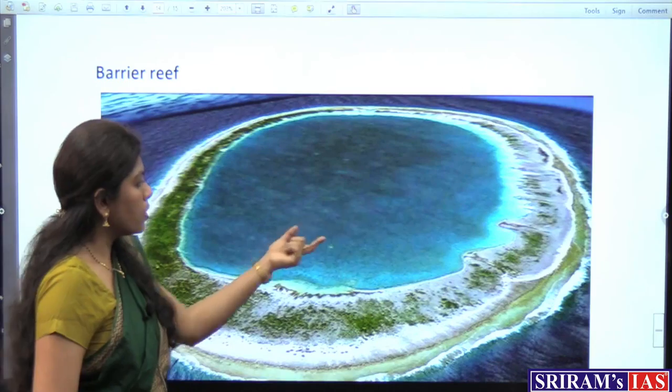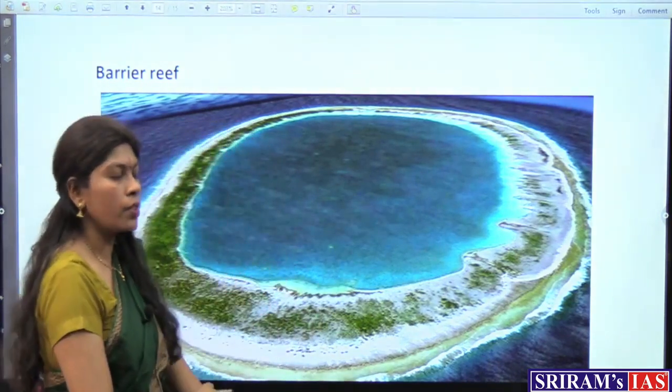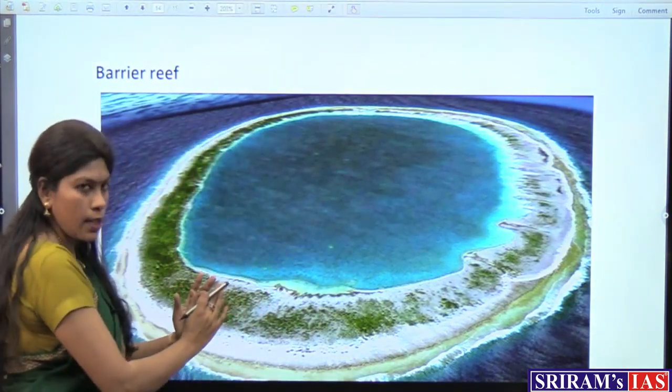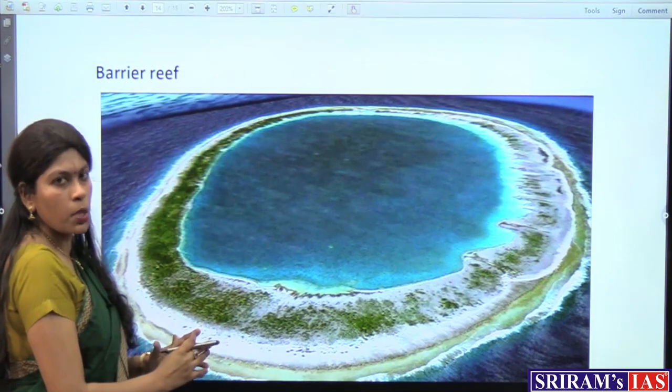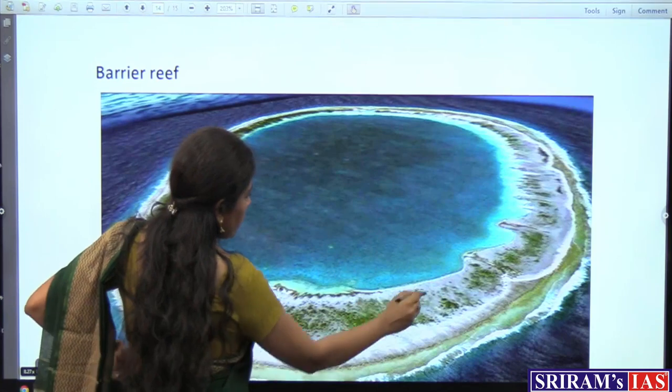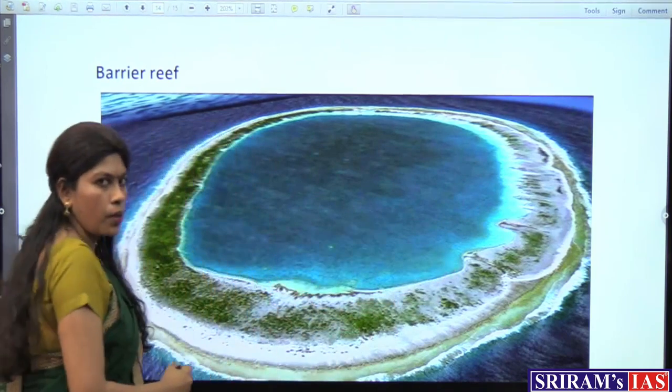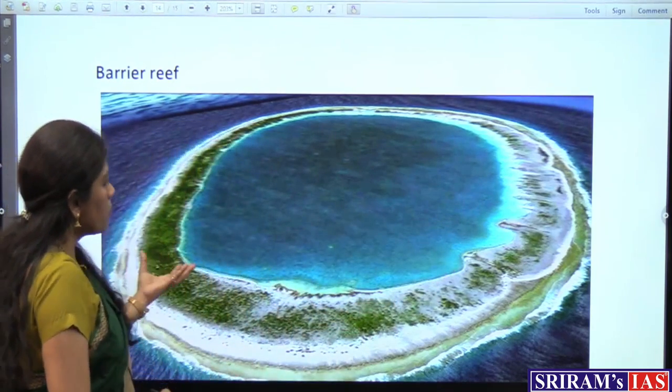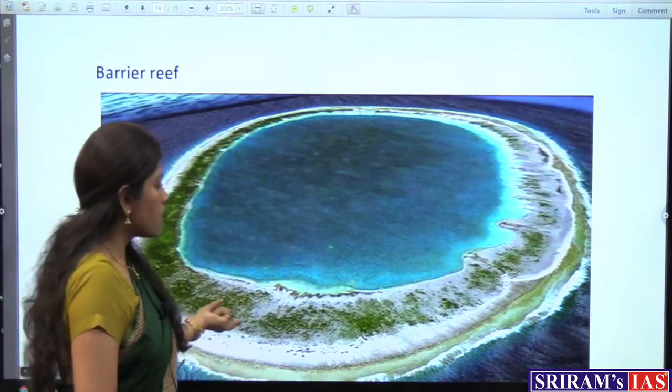This is atoll. When the fringing reef is growing near the island and the island gets submerged inside the water, what happens? Only the water is visible inside with the reef outside, a ring of reef. Okay, a ring of reef is formed. So inside you have a lagoon. So this is one type of reef.